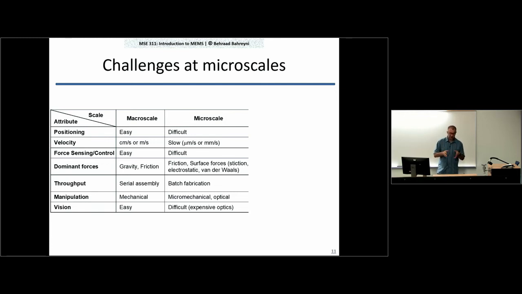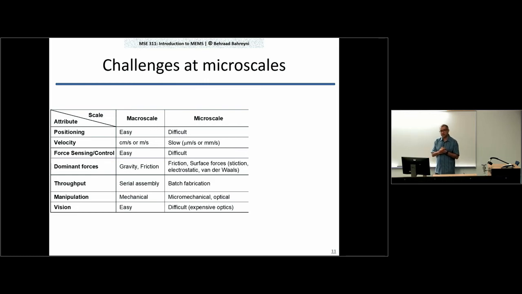Dominant forces, friction is huge. The surfaces are so smooth that if you bring two of these materials or devices together and they touch, they usually stay stuck to each other forever. The surface forces, van der Waals and other, are so large that you really do not have enough force to move them apart from each other.